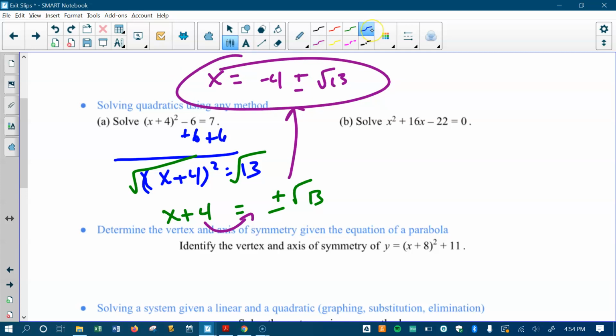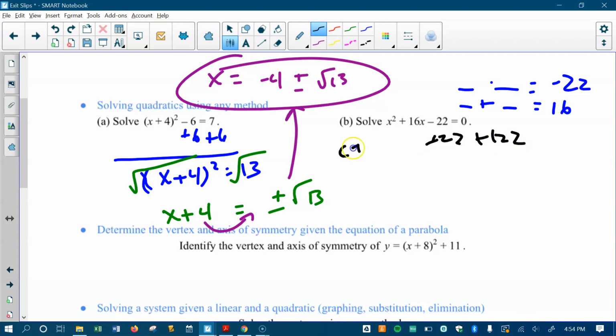For b, I could try to factor. Let's see. If I know something times something equals negative 22, I know something plus something equals 16, I'm good to go, but I can't think of anything that would make that happen. So I gotta do quadratic formula, or I gotta do completing the square. And for this one, I'll use completing the square.